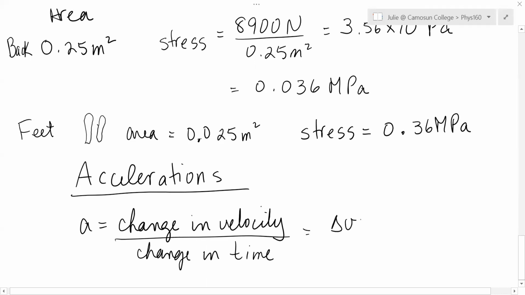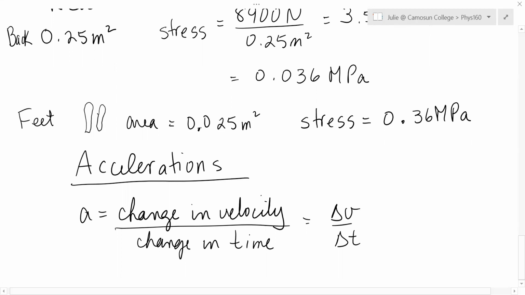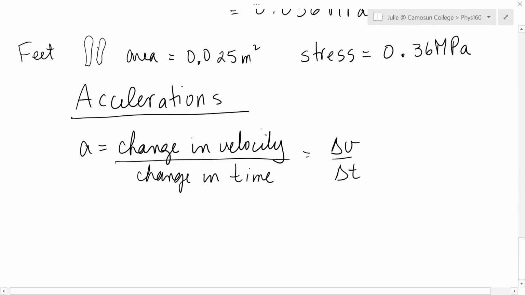Okay, so that's delta V over delta T. So it's how rapidly your velocity changes. And that's an important quantity when it comes to damage to your body. So another thing we need to know is Newton's second law.